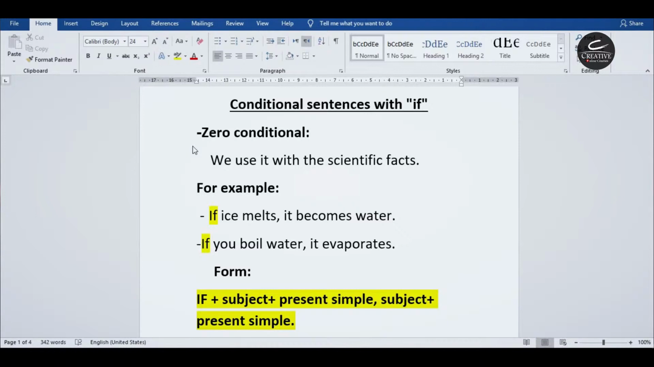When we use the zero conditional, we use it if we want to talk about the scientific facts. For example, if we're gonna say, if ice melts, it becomes water, okay? Or if you boil water, it evaporates. What's the meaning of evaporates? Evaporates means that the water is gonna turn to steam.